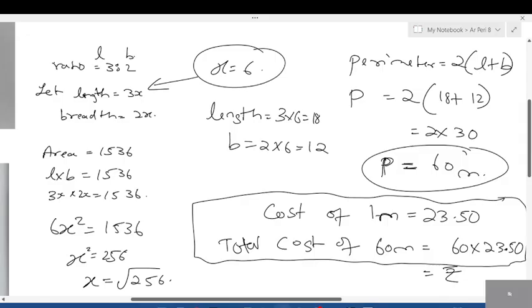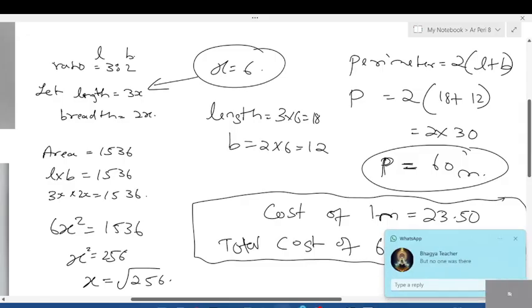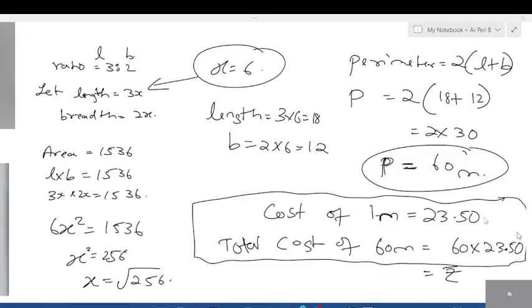Is Kashika online? Can you unmute the call, Kashika? Okay. See, every day, I told you, right? Every day you have class, same link. No, it's the same link which I've sent.